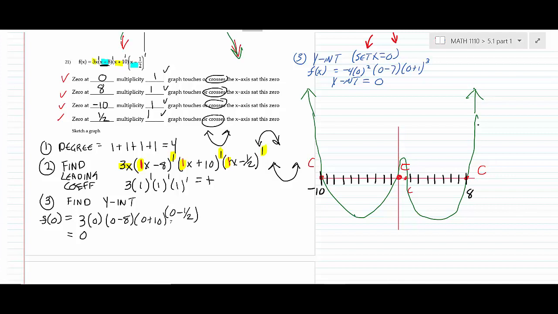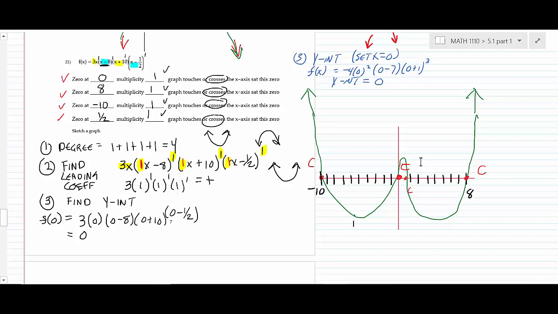Okay, that's the idea. So the idea with that is, based on the information I give you, once you figure out zeros, multiplicities, degree, leading coefficient, Y-intercept, you got it. Okay, tell me if that makes sense. Because you definitely need to do that for your exam next week. Okay, that's an absolute guarantee. Because it's a great problem to test you over lots of things.